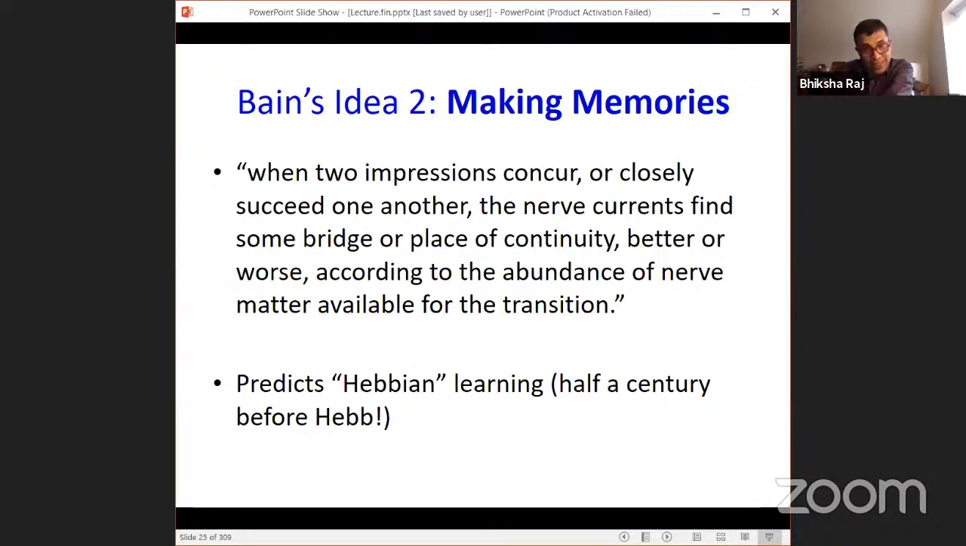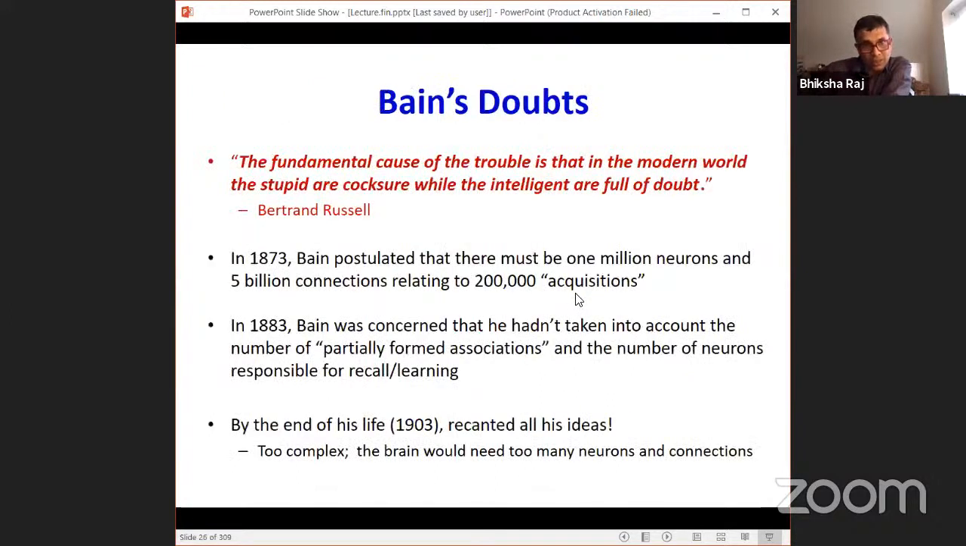And Hebbian learning itself was formally defined only in the 1940s. So Bain came up with Hebb's learning theory 70 years before Hebb himself did. He was extremely prescient. But then here was the problem. His ideas were abnormal for his time. People thought he was wrong, to be polite. And eventually, even Bain began questioning himself.